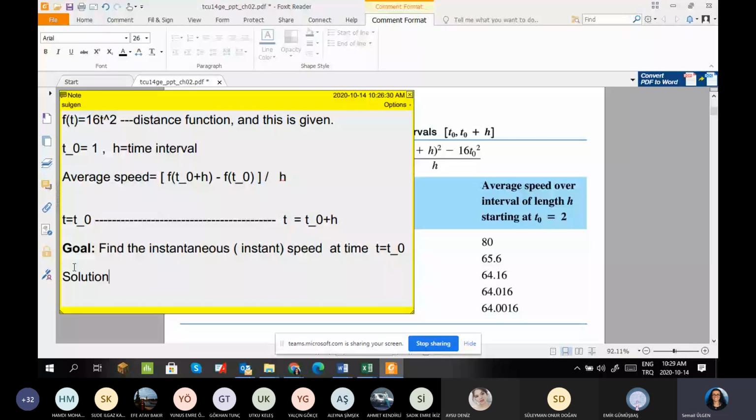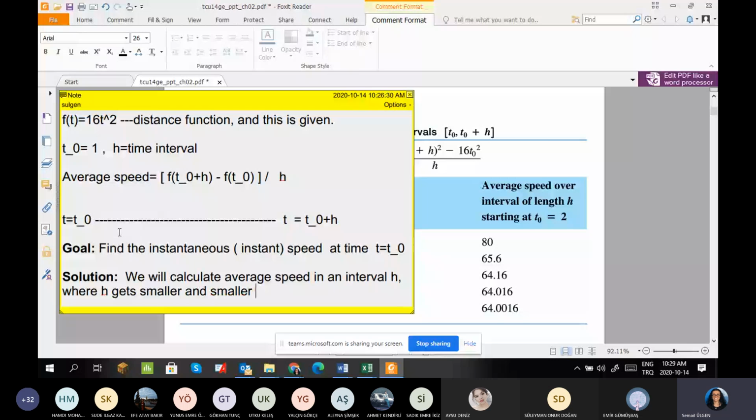Okay, let's see. We will calculate average speed in an interval h, where h gets smaller and smaller, so that it is almost zero.